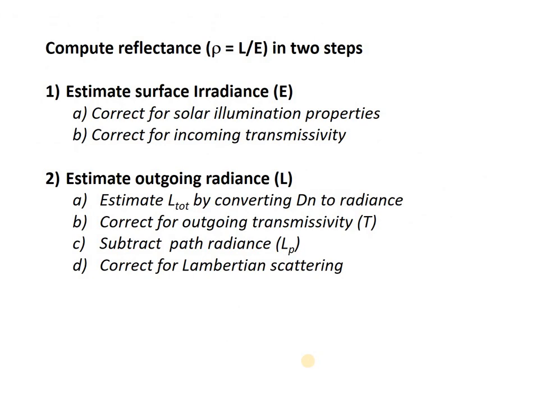So in summary, we computed reflectance in 2 steps. First, we estimated the incoming surface irradiance, E, using solar angle, Earth-Sun distance, and also transmissivity. That was the denominator. Then we estimated the numerator L by first converting to radiance, adjusting for outgoing transmissivity, subtracting path radiance, and adjusting by 2 pi to correct for Lambertian scattering. Thanks, everybody. Take notes and finish your worksheet.